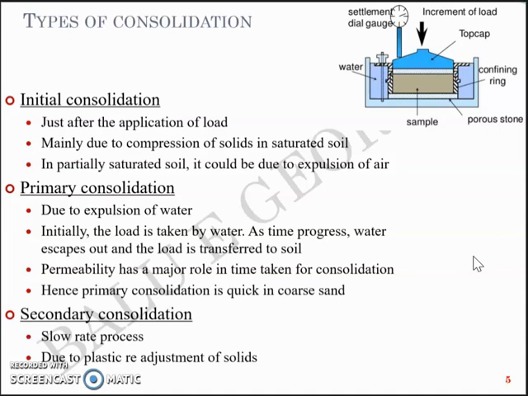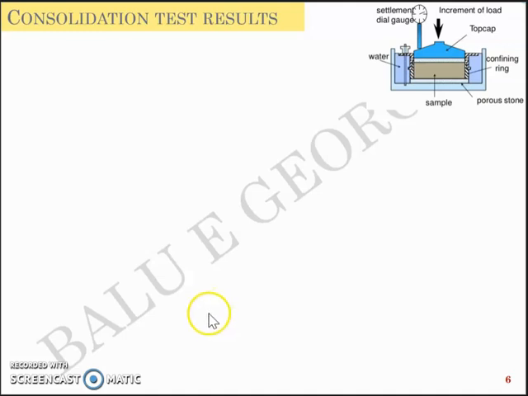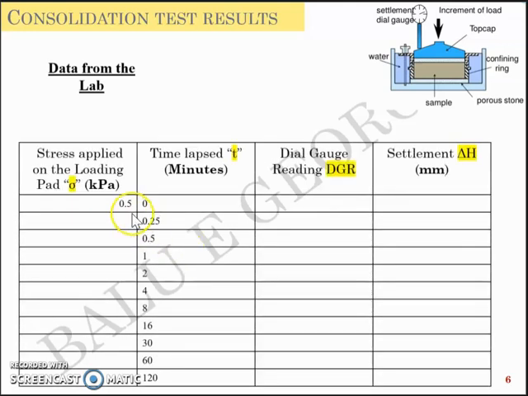Next one is the secondary consolidation, which is a slow rate process compared to the earlier ones, and it's mostly due to the plastic readjustment of solids. Now moving to the consolidation test results. The data from the lab that you get, a sample is shown here.